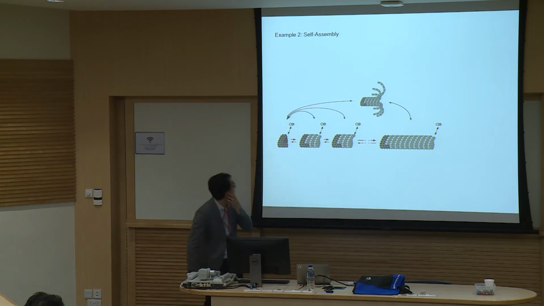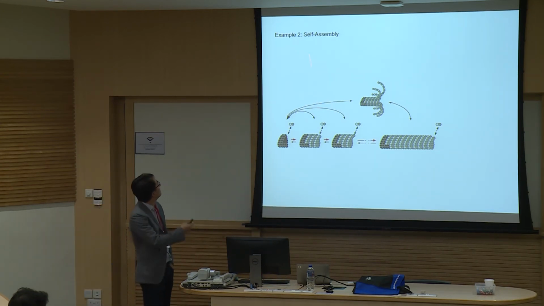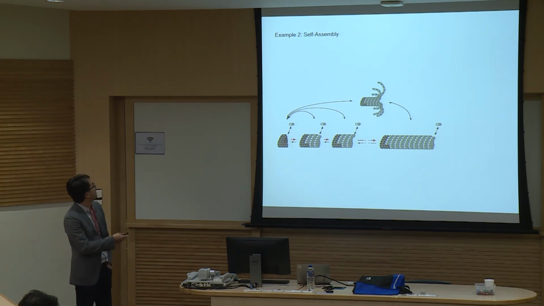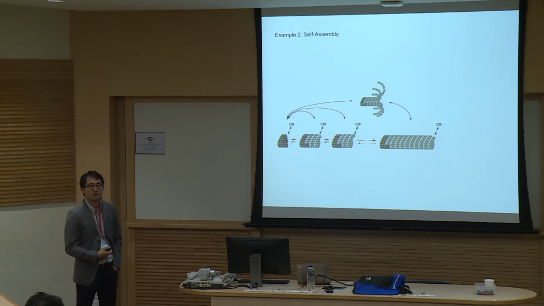Okay, here's another example. Here's an example of self-assembly. So this is a microtubule self-assembly. Microtubules are one of the two classes of cytoskeletal elements that give shape and movement to your cells.